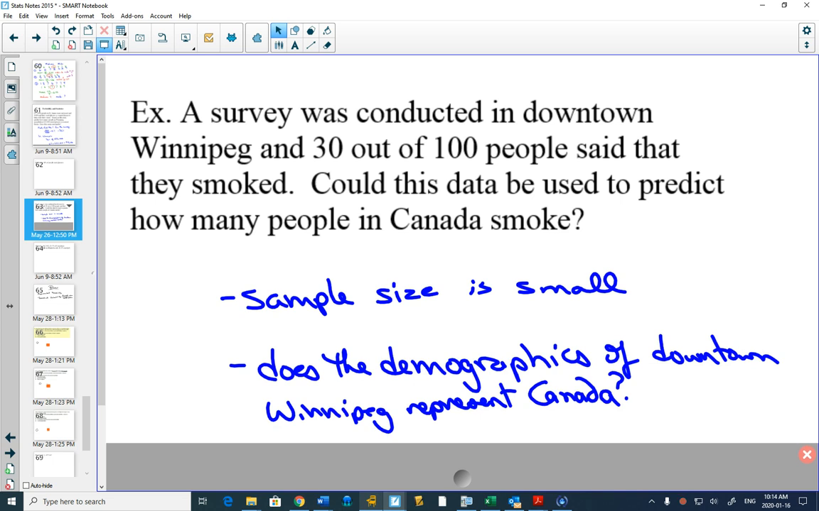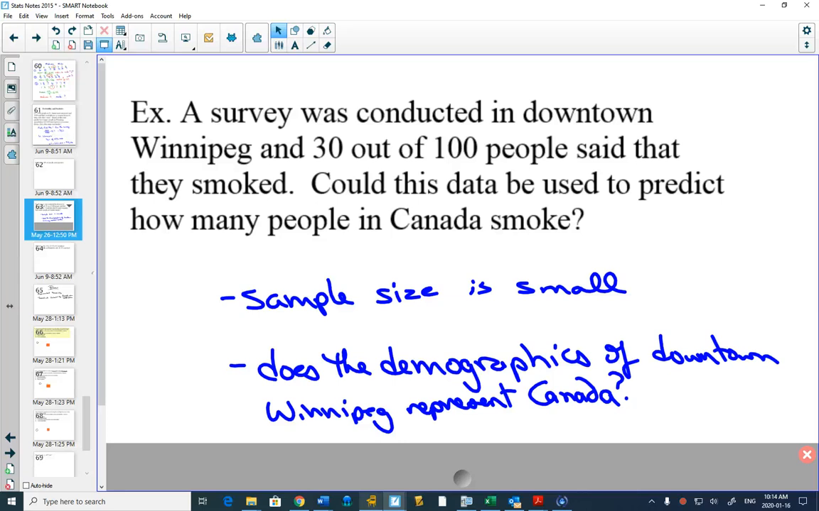Have you heard of this word before? Demographics. What does it mean? Demographics is a fancy word for the characteristics of a population. So does the characteristics of the population of downtown Winnipeg represent Canada? That would be another question you would ask.